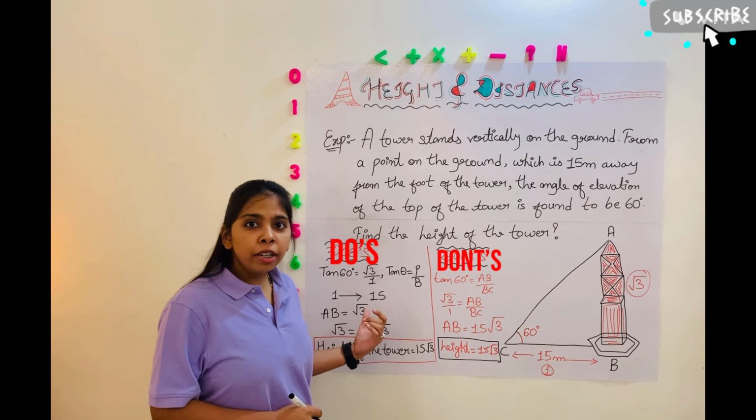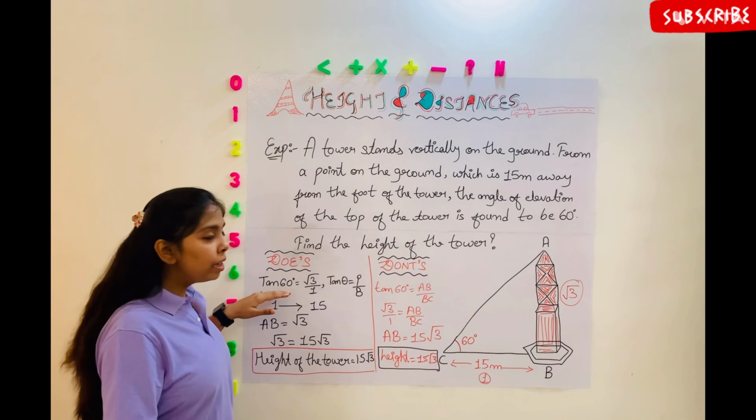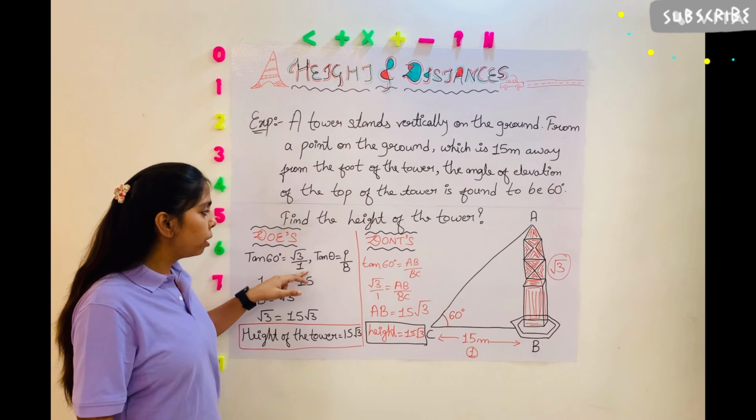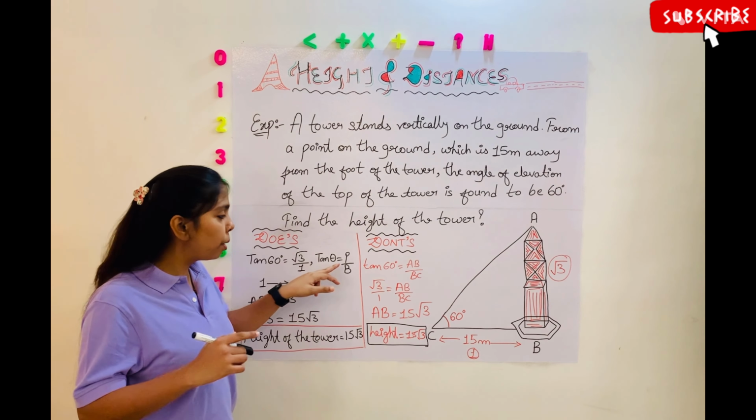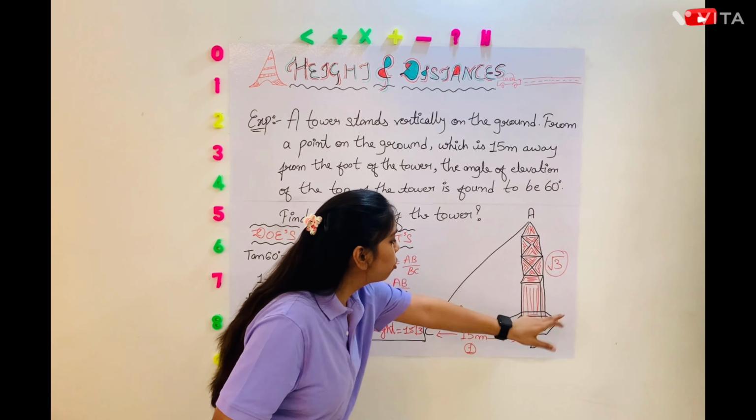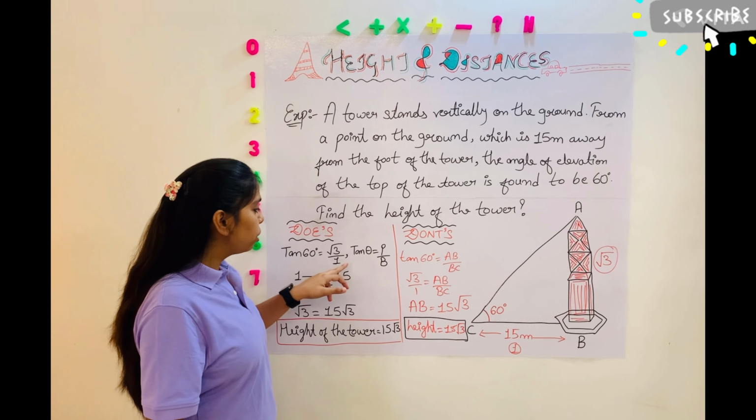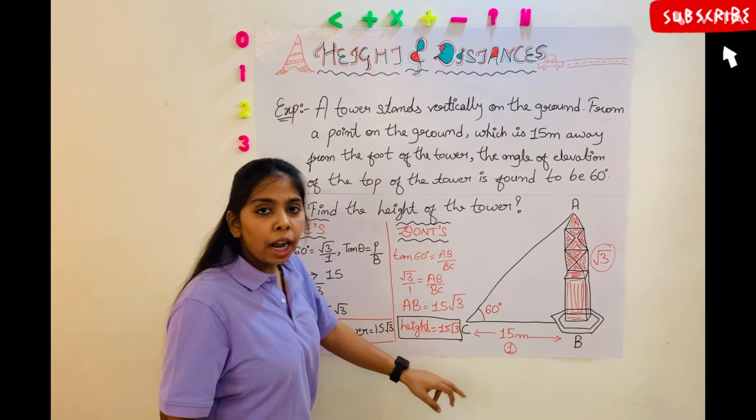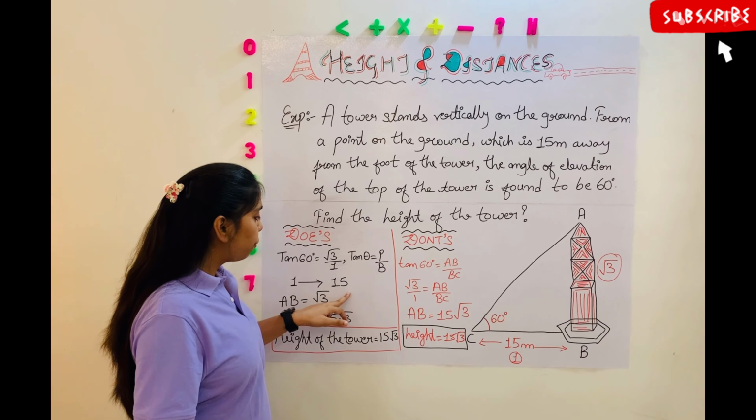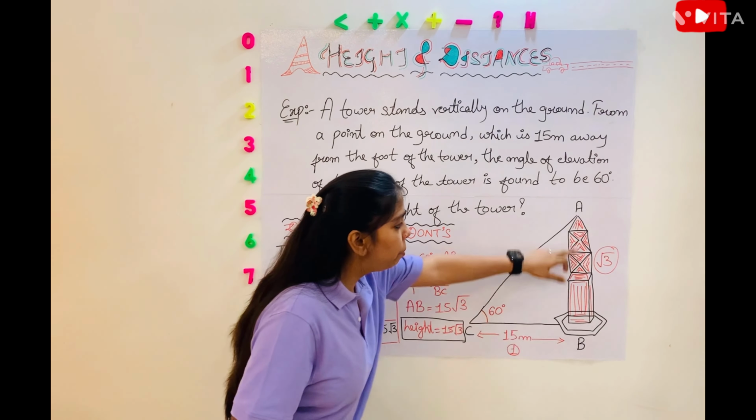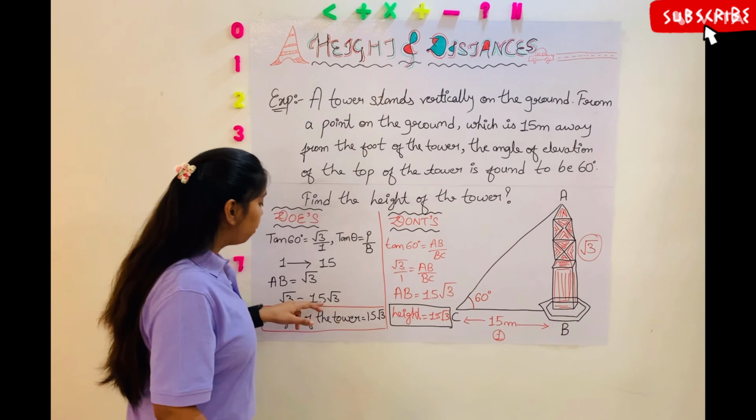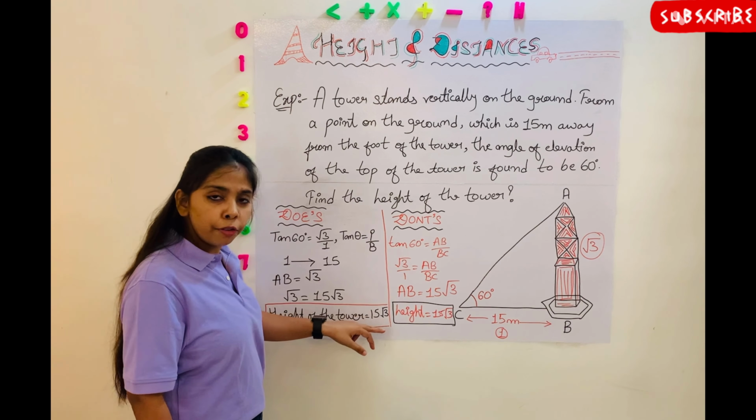Let me remind you of the trick that we have learned. First we will take tan 60 degree. The value of tan 60 degree is equal to root 3 by 1. And we all know that tan theta is equal to perpendicular by base. So the perpendicular is root 3, that is AB, and the base is 1, that is BC. And 15 meters is given in the question, which corresponds to the 1. So 1 is equal to 15. We have to find the value of AB, and AB is equal to root 3. When we multiply by 15, it will give 15 root 3. So the height of the tower is 15 root 3.